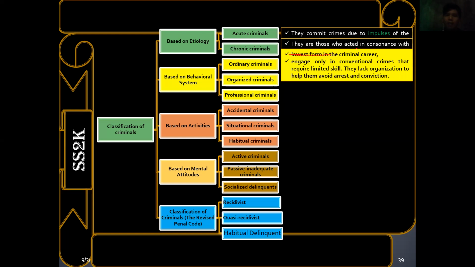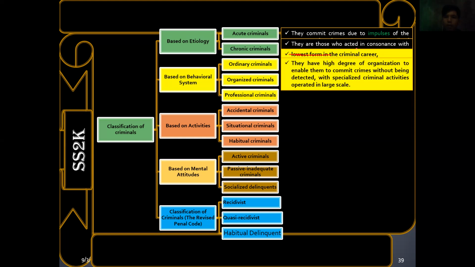Ordinary criminals are the lowest form in criminal career. Kaya nga ordinaryo lang, no? They are engaged only in conventional crimes or common or traditional crimes that require limited skill. They lack organization to help them avoid arrest and conviction. Okay? So, ordinaryo lang, no? Hindi po siya kasama sa isang grupo, no? Yung kanyang paggawa ng krimen ay hindi ganoon kaorganisa. Maraming ebidensyang naiiwan. So, ordinary criminals.